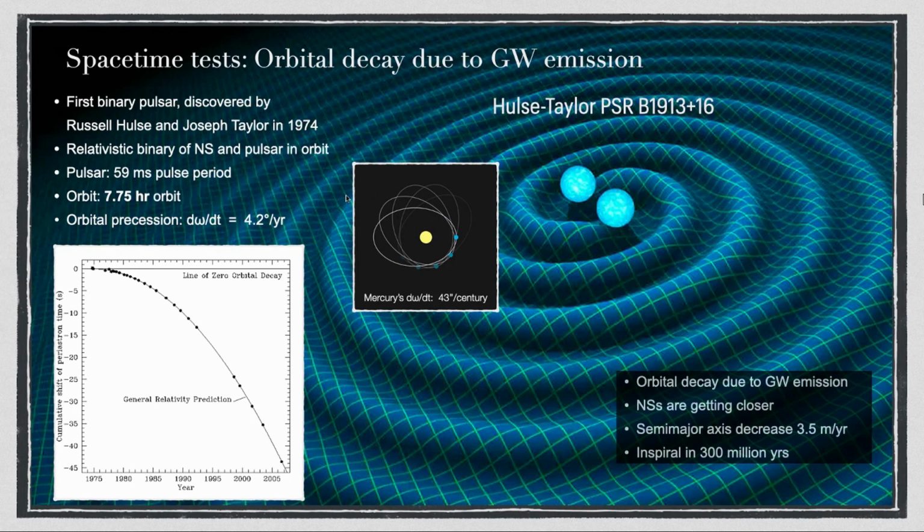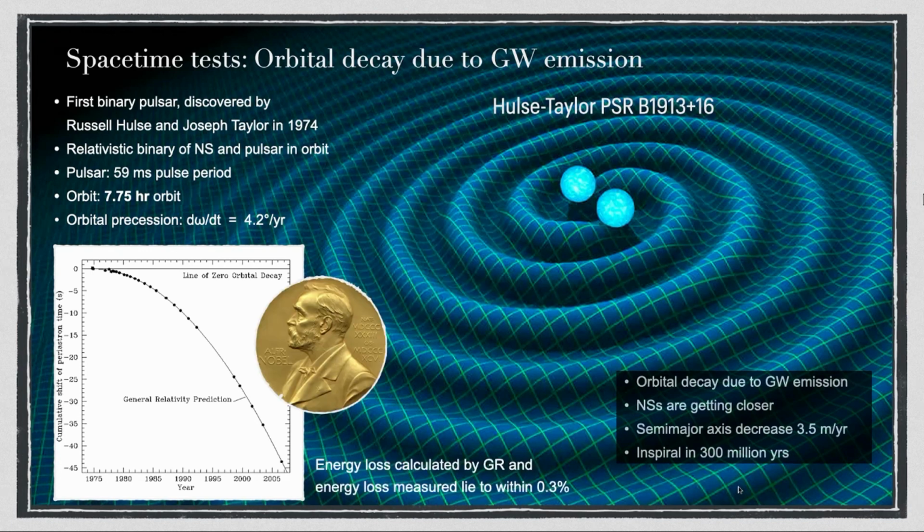And the solid line is the general relativity prediction for what we expect such a system, through the emission of gravitational waves, to actually shrink by. So it's not a fit to their data. It's showing you how well their data compare to the theory of GR. And so for this, they got the Nobel Prize.